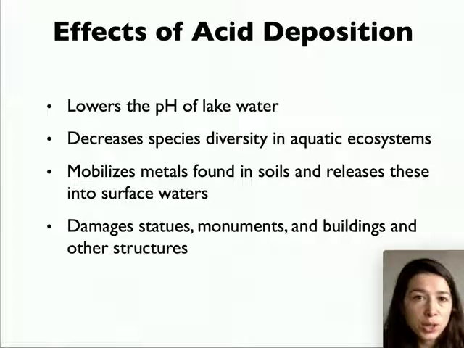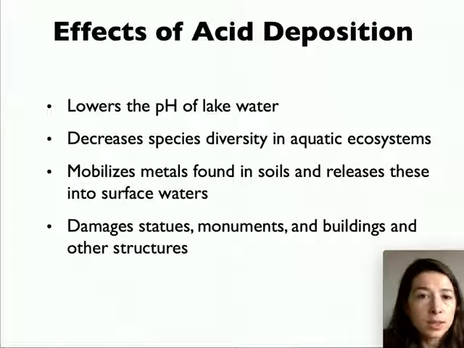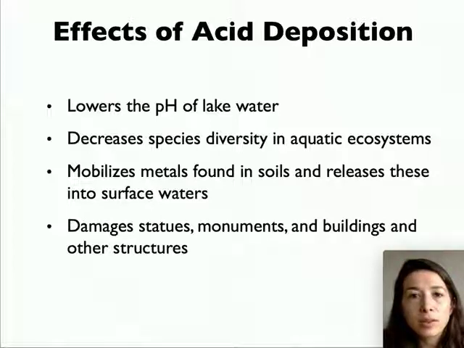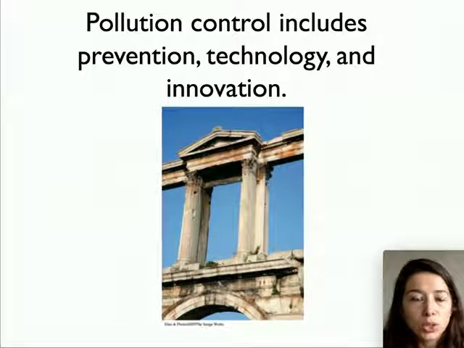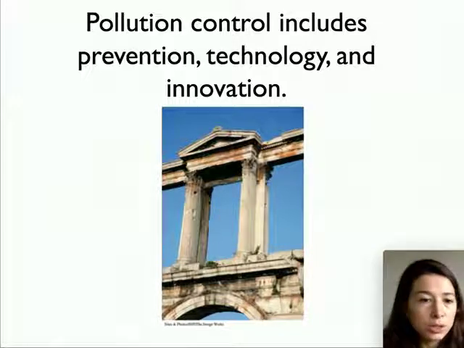Reducing the pH of the water mobilizes metals found in soil, so all of that acid is going to start reacting with metals and other compounds in soil, and it's going to change them and release them into surface waters. We might even have damage to buildings and monuments because of acid rain. So here's a picture of a monument that we might want to preserve, but acid rain might actually destroy.